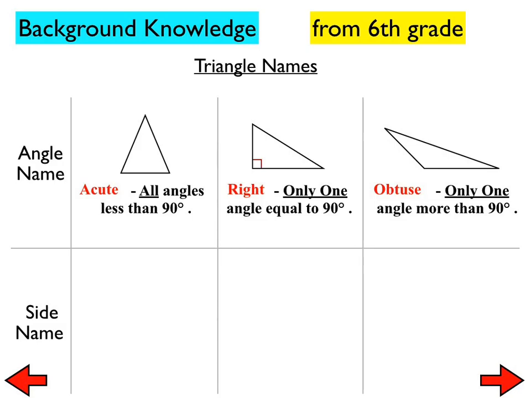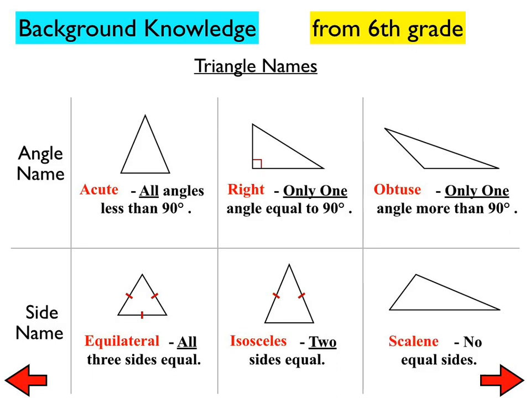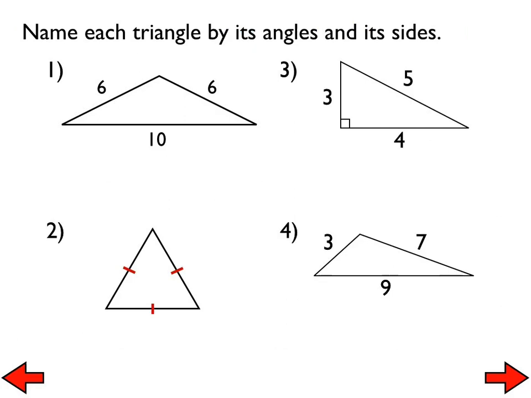And then we can also name it by its sides. If all the sides are the same, or they have equal length, that's an equilateral triangle. If two of the three sides are equal in length, that is an isosceles triangle. And then if all three sides have different length, that is a scalene triangle. So sometimes we're asked to name a triangle by its angles and its sides. So that's our first focus right now. Let's do number 1 together, and then I'll have you try the other 3.